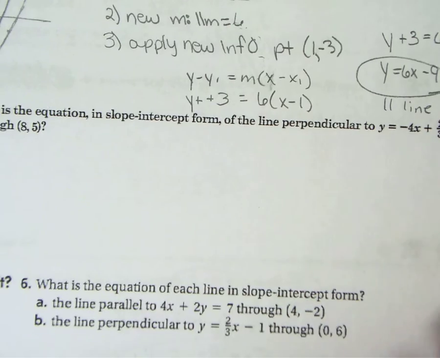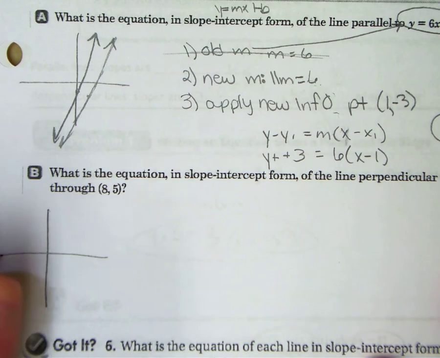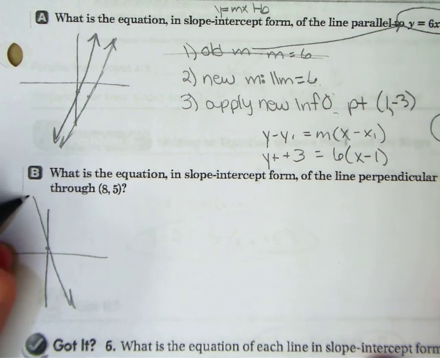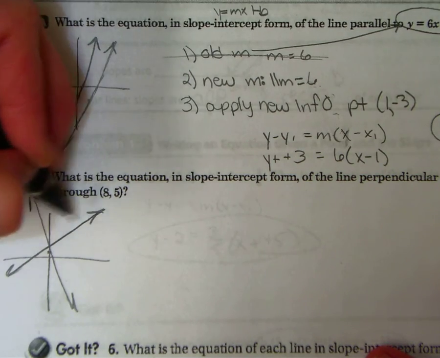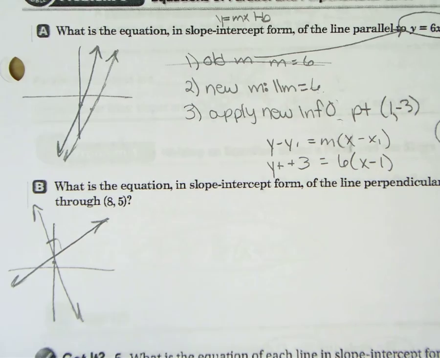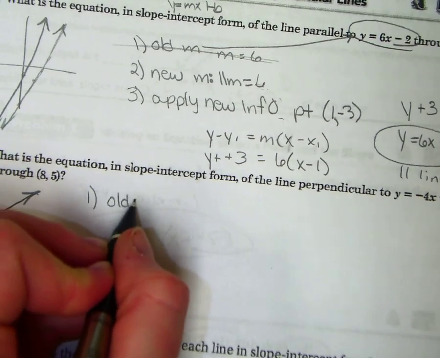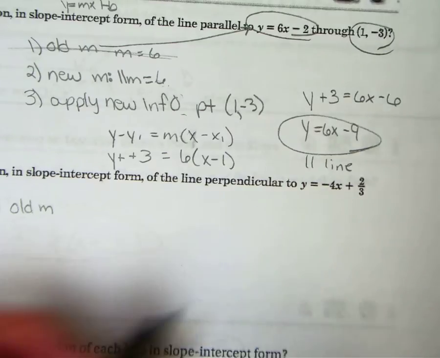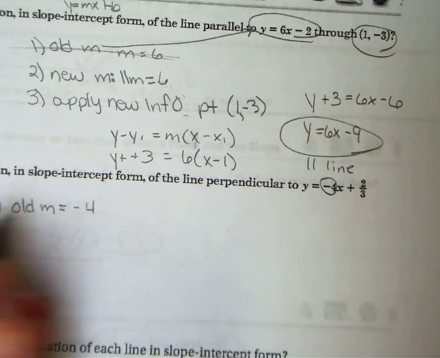The next part wants you to do a perpendicular line. So you have your steps. Here's the old line if you need a visual. And we need a perpendicular line that's somewhere up here. So our line's going to look something like that once we get it done. Step 1, your old slope, comes from your old equation. It's the number in front of x, negative 4.